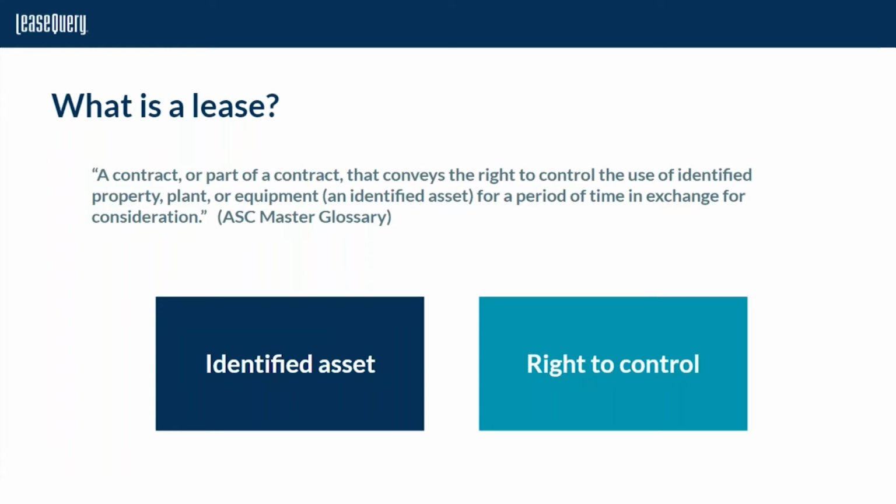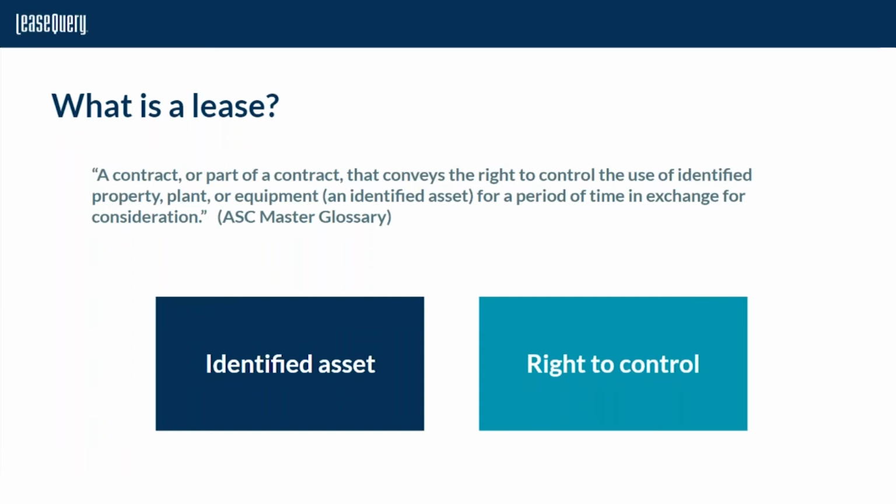First is the concept of having an identified asset, which requires the consideration of whether or not the lessor has substantive substitution rights. This is a situation where the lessor has the unilateral right to switch out the leased asset for a different asset, and the benefit of doing so outweighs the cost.